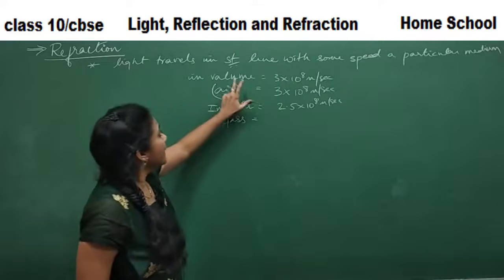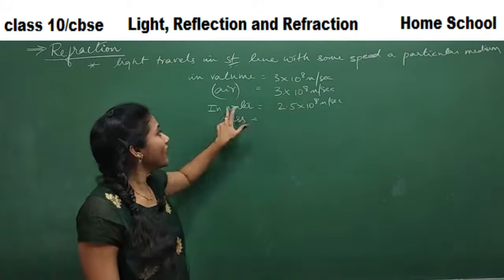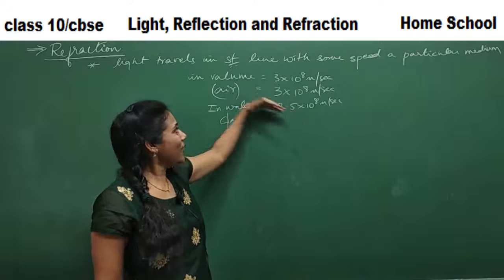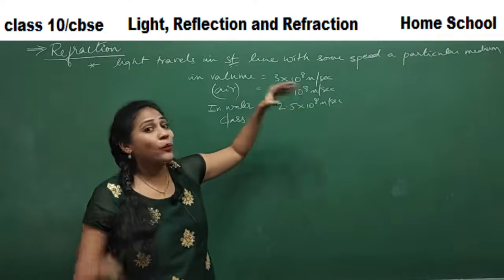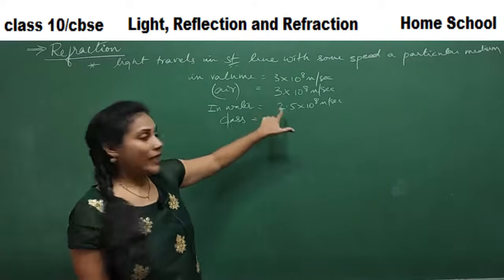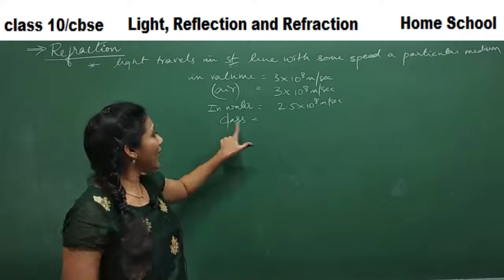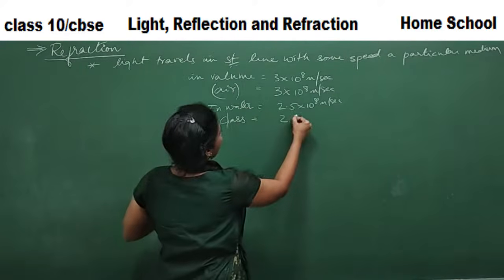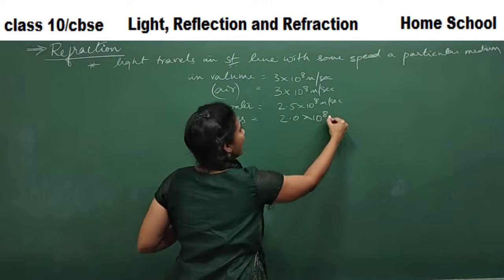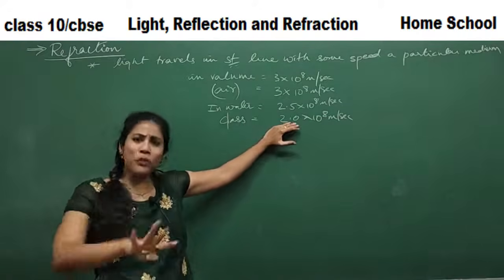See, in case of vacuum, the speed is this much. In case of air, the speed is this much. In water, the speed of light is decreased. Did you see? Light will pass in water, but not with very high speed. It passes a little slower compared to air. And coming to glass, the speed of light in glass is 2 into 10 to the power of 8 meters per second. The speed of light is decreased even more.